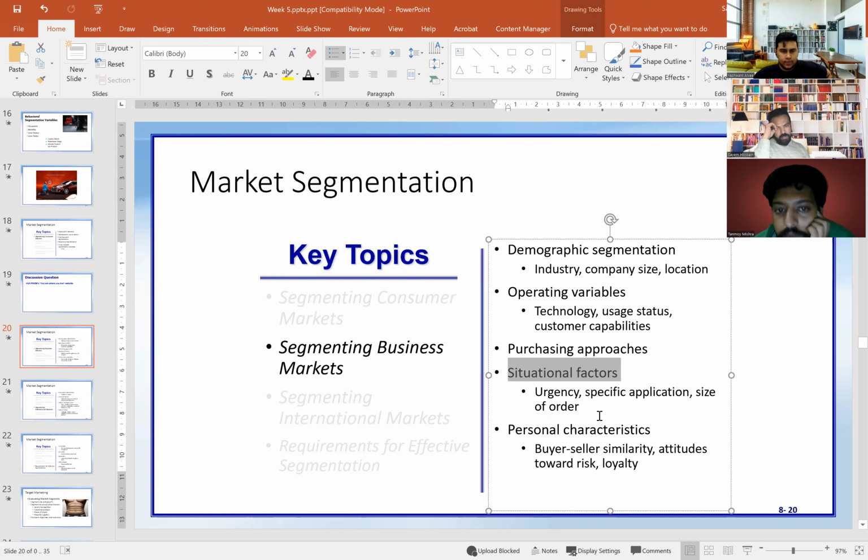And personal characteristics could be like buyer-seller similarity, attitude towards risk, loyalty. These could also be other factors based on which you can segment the market. Buyer-seller similarity refers to what exactly they are selling.